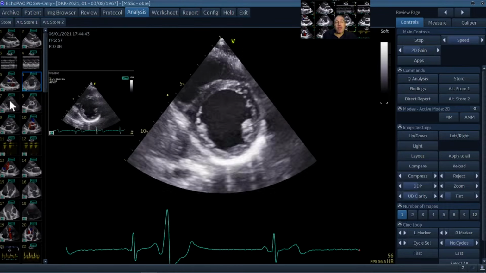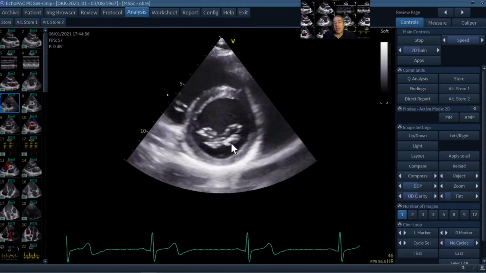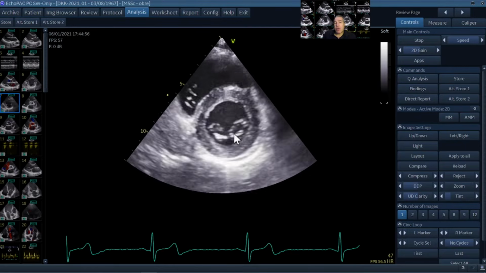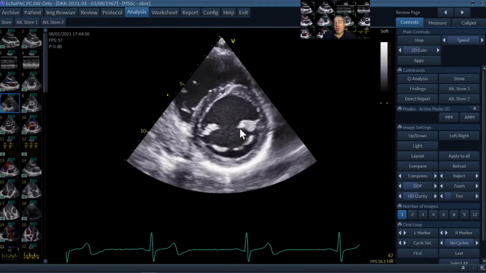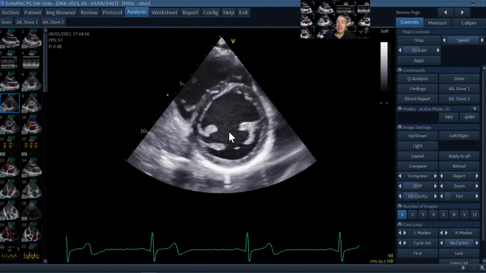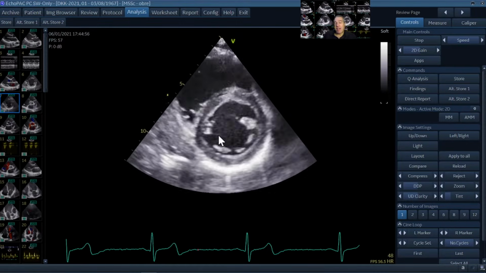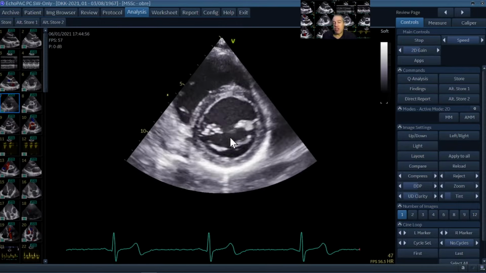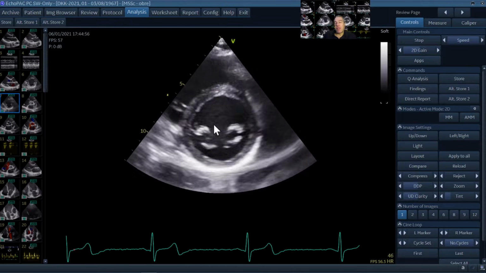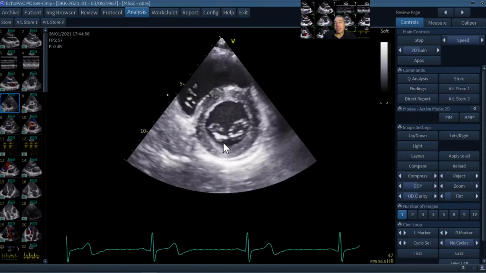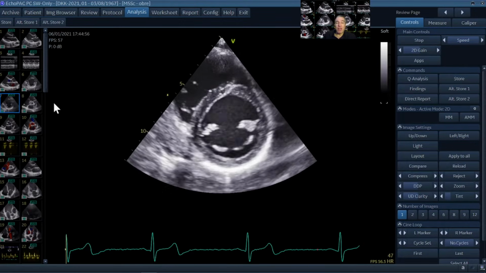Now from this view, if we tilt our image plane a little bit towards the cranial direction, we get a short axis view of the basal segments, and here we also have a view of the mitral valve, the kind of fish mouth appearance, with parts of the anterior leaflet hardly visualized here and parts of the posterior leaflet. And above here, that would be the direction of the outflow tract.